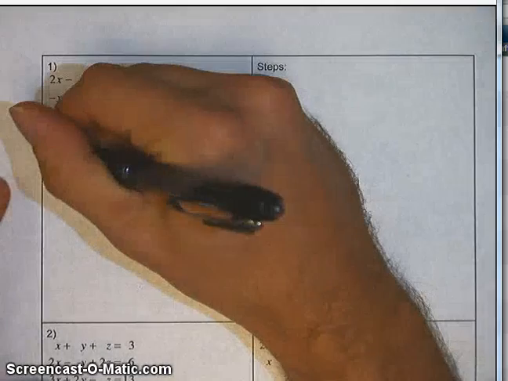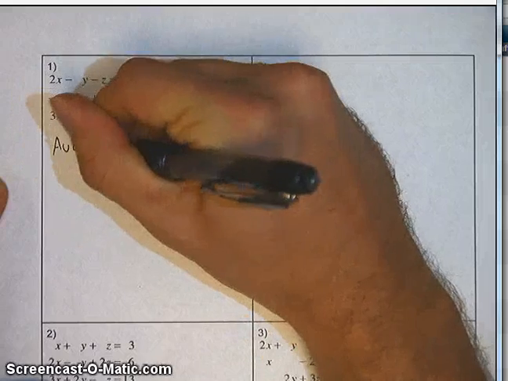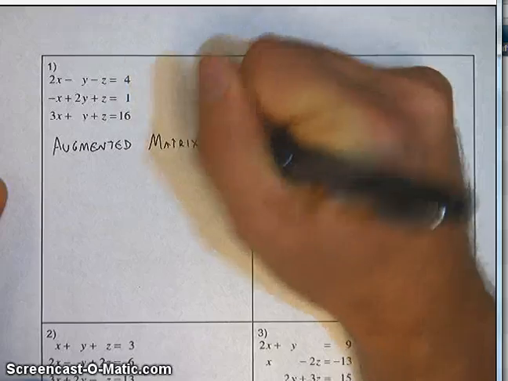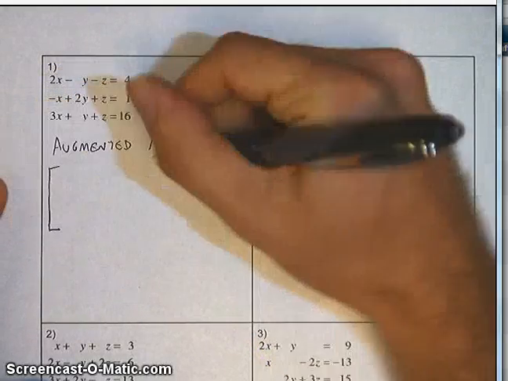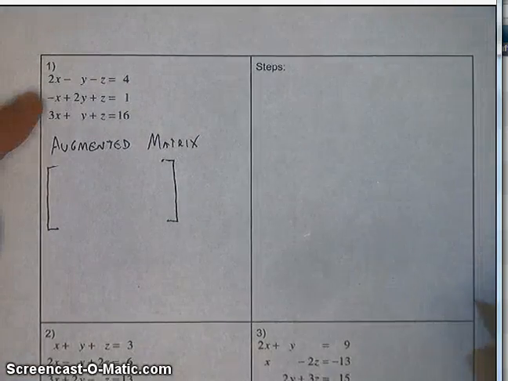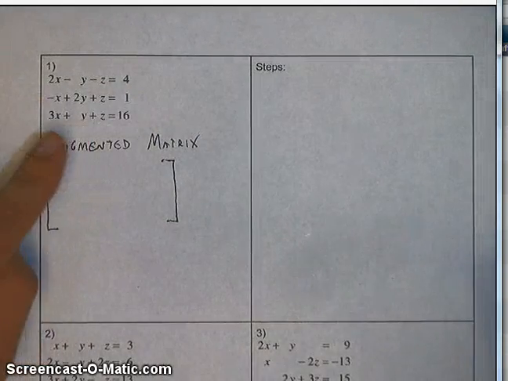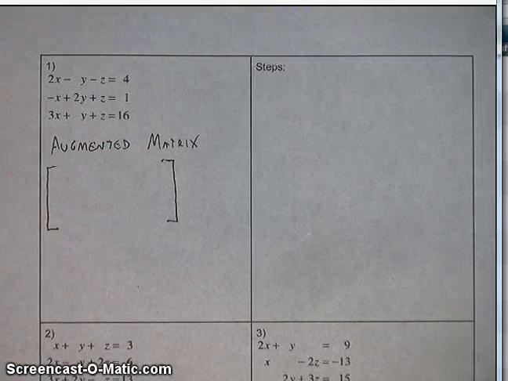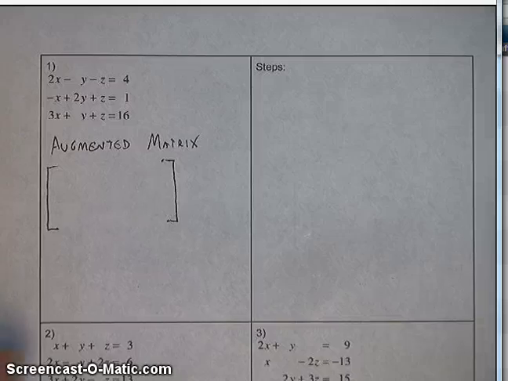The first thing you want to do is write the augmented matrix. And a matrix is simply a place where we write the coefficients in front of the variables and the constants on the other side of the equal sign, and we stick them all together and make it into one box-looking thing.